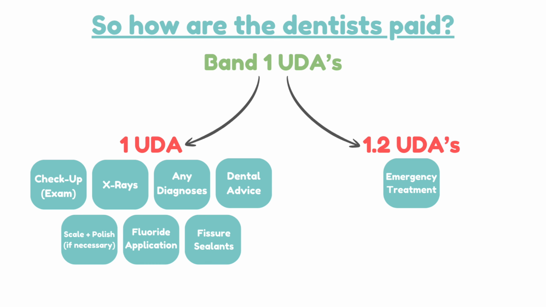Now, if we look at our example from earlier, where we talked about London dentists with an average of £13 per UDA, they'd get paid £13 for all the things that are worth 1 UDA, and £15.60 for emergency treatment. So that would be 1.2 UDAs.